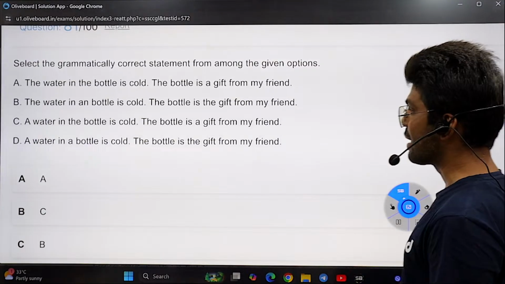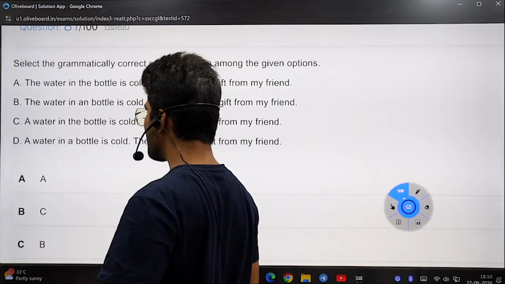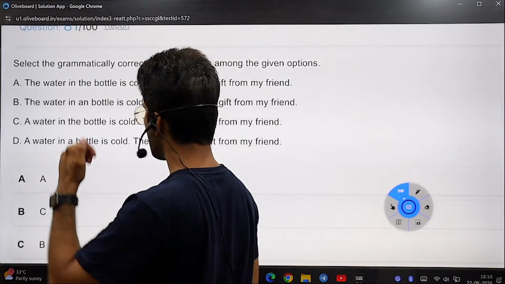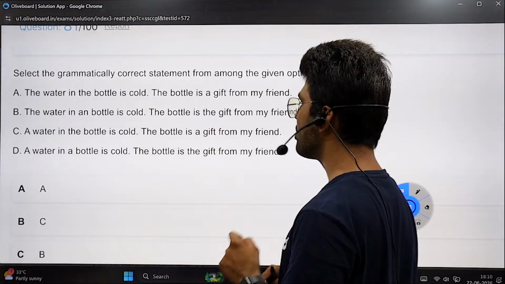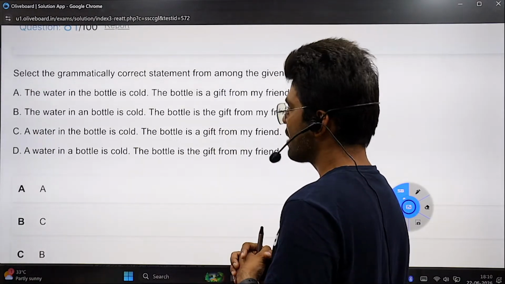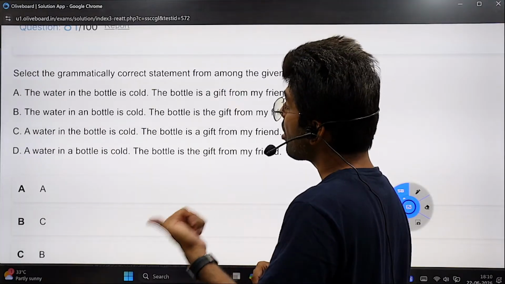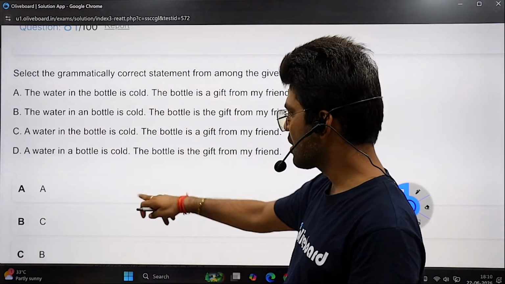Grammatically correct sentence. A water, what nonsense. Water is uncountable, can't be a water. D doesn't exist. A water, can't be, impossible. C doesn't exist. You have just two options, either A or B. The water in the bottle is cold makes sense. The water in an bottle, bottle has a B consonant sound, and impossible, just one option.